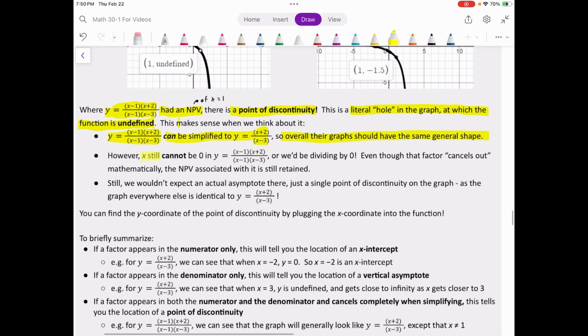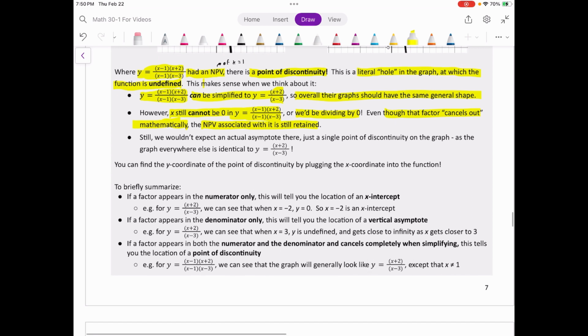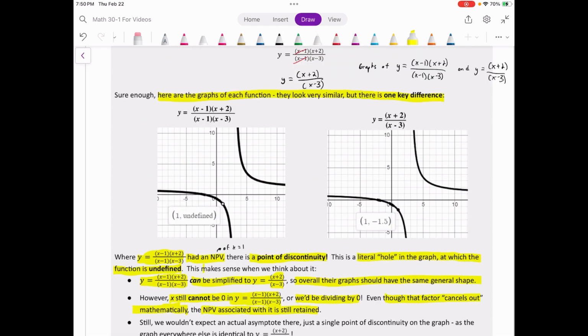But x still cannot be 1 in what we started with, or we'd be dividing by 0. So even though that factor cancels out mathematically, the non-permissible value associated with it is still retained. Just because it can simplify out doesn't change the fact that if x really were 1, we'd be dividing by 0. Okay? But overall the equation is pretty close to being the same as this. And so we wouldn't expect it to change the entire behavior of the graph, right? We wouldn't expect there to be an asymptote at x equals 1, because that would really change a lot about how our graph looks. It couldn't be here, it would be instead approaching there, right?